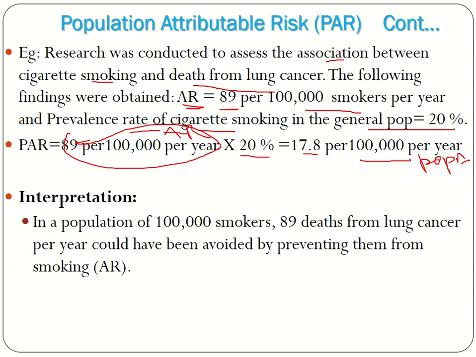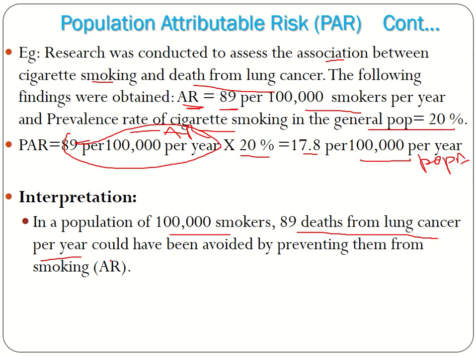So how do you interpret it? Does the interpretation differ from the AR? So in a population of 100,000 smokers, 89 deaths from lung cancer per year could have been avoided by preventing them from smoking.